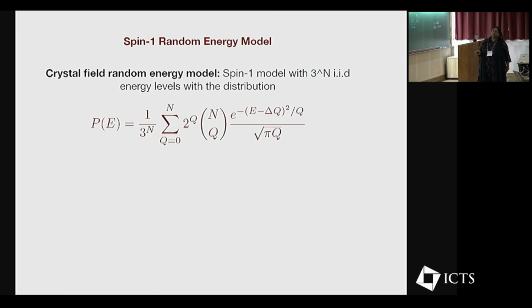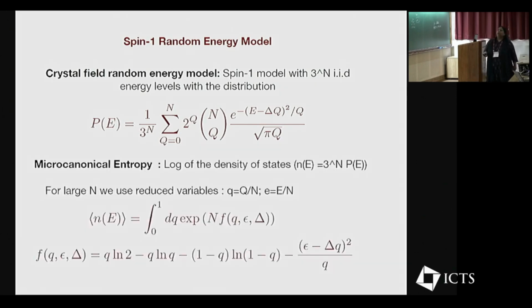So now we will work in the microcanonical ensemble. We take the log of the density of states as the entropy of the system. So this is the density of states, and one can then go to the large n limit, and instead of working with capital Q, capital E and capital N, I am going to work with small q and epsilon, and one can then use Stirling's approximation to write this density of states like this.